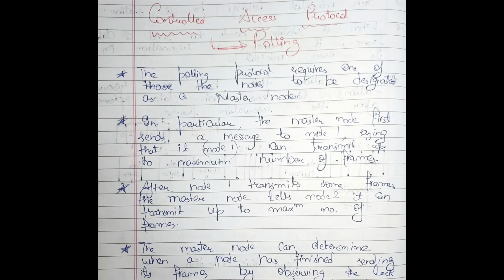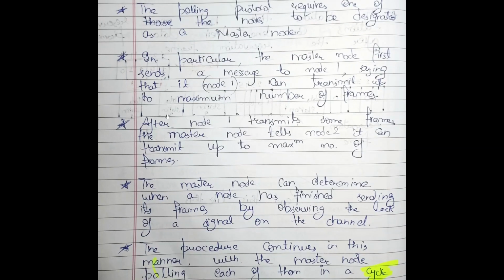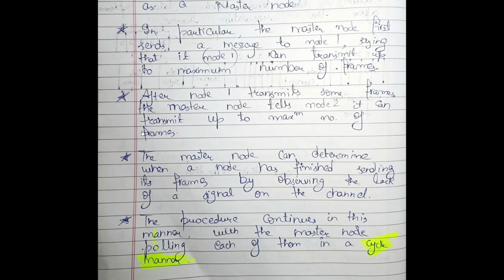So the master node will first ask node 1, afterwards it'll ask node 2. Once node 2's data has been sent, it'll ask node 3, and this circle is going to go on like this. Okay, so this is what is written over here. After node 1 transmits some frames, the master node tells node 2 it can transmit up to a maximum number of frames.